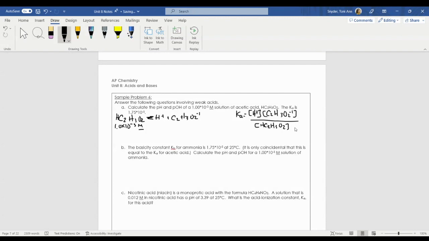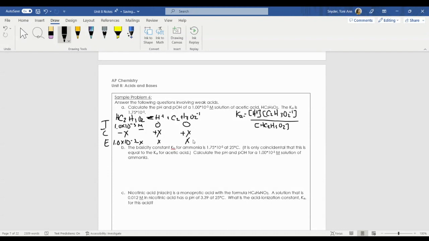Best way to solve this, use an ICE chart. So ICE, never going to escape us. If I have a solution, my initial concentration of hydrogen and acetate is 0. Change, some amount of this is going to react, or is going to dissociate. Some amount of the acid is dissociating, but that means that some amount of hydrogen is increasing and the same amount of my acetate is increasing. So my equilibrium amount is 1.0 times 10 to the negative 3rd minus x, x, and x.